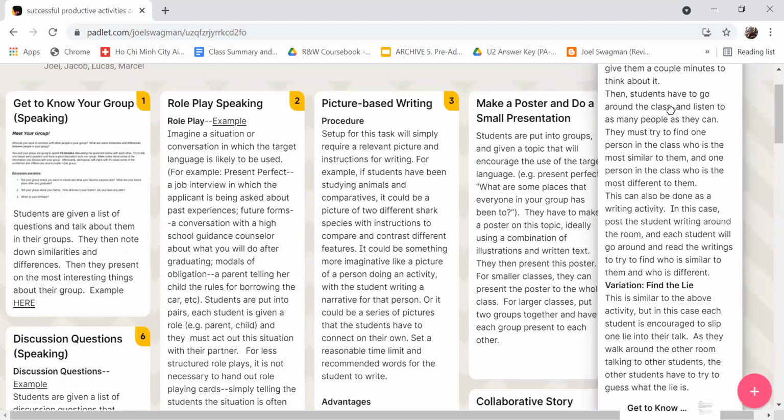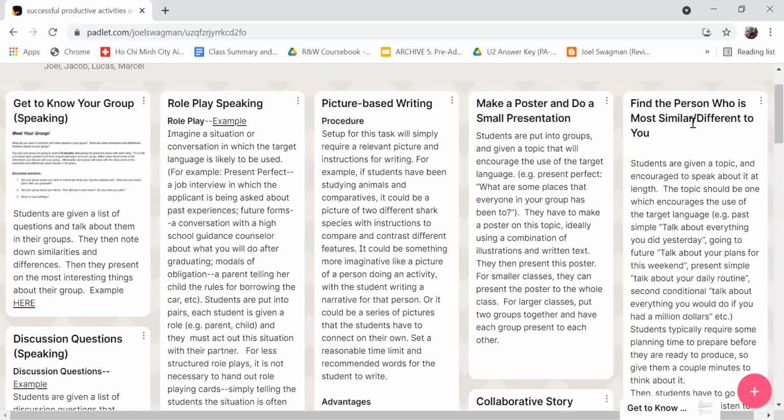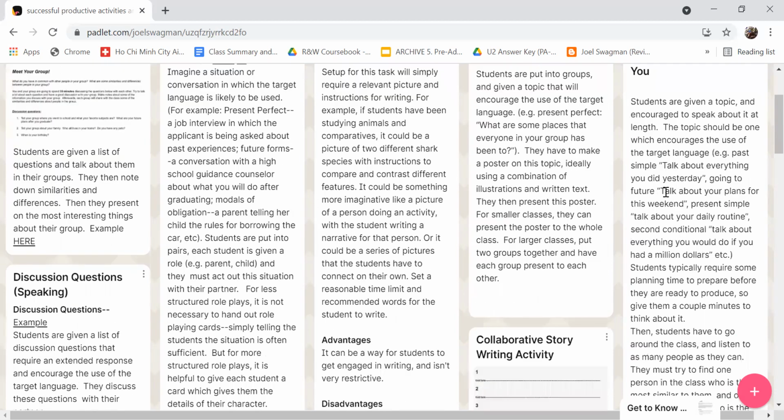Another activity is find someone who is similar to you or different to you. This is typically used for a freer production in a grammar lesson. So for example, talk about everything you did yesterday for the past simple, or talk about your plans for the weekend for a future form or something like that.